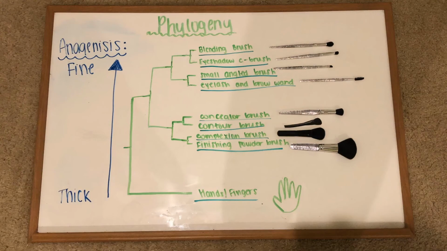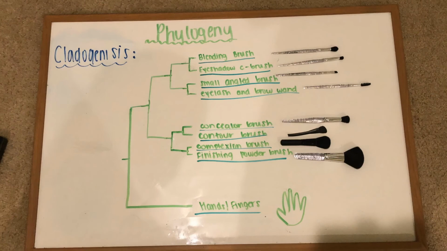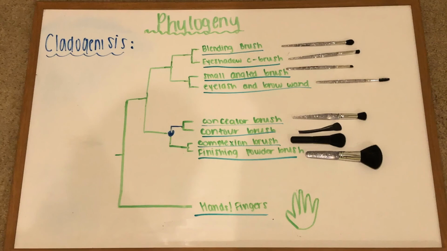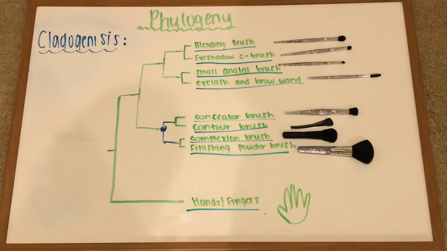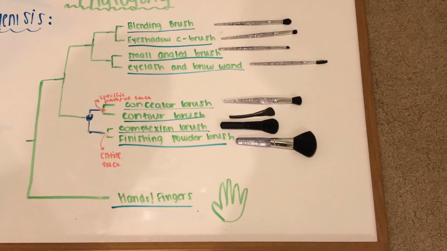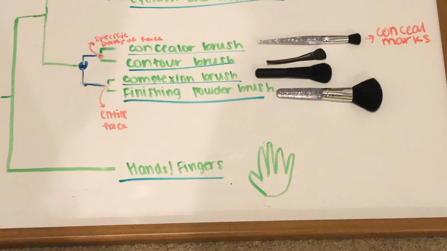This development or evolution of the brushes over time is called anagenesis. Cladogenesis, on the other hand, is represented by every occurrence where the branches diverged into two other branches. For example, this node here represents that all face brushes has diverged into two different kinds of face brushes, one being brushes that target specific parts of the face and others that target the entire face.